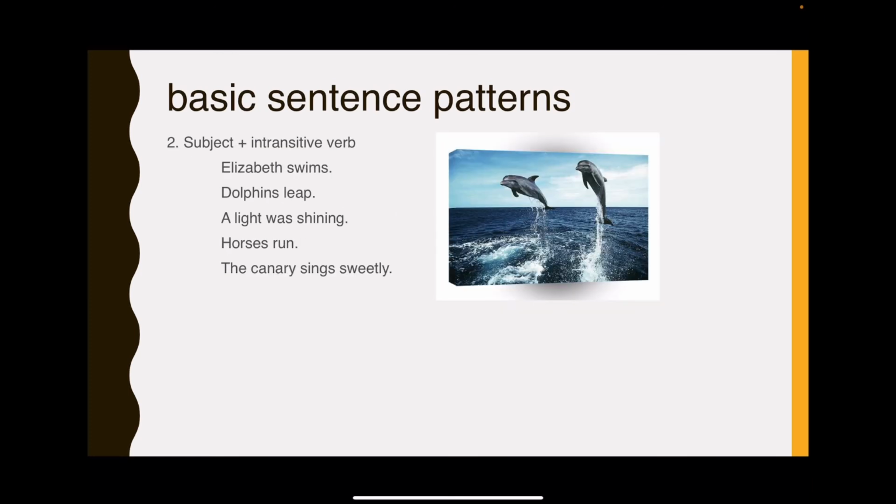So the second one is subject plus intransitive verb. Intransitive verbs are verbs that do not require any objects, right? So they look like this. "Elizabeth swims. Dolphins leap. A light was shining. Horses run. The canary sings sweetly." So you see that we have a subject and then an intransitive verb like swim, leap, shine, run, and sing. That's it for the subject and intransitive verb.